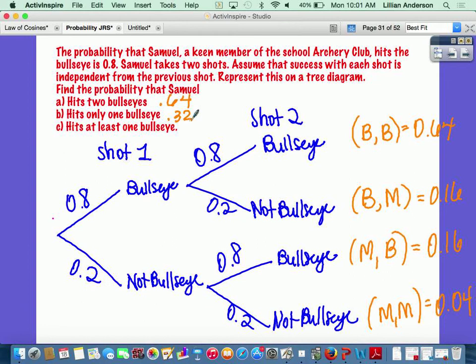And the last one, what's the probability that he hits at least 1 bullseye? 0.96. Very good, because he hits at least 1 means that he can hit on just 1 or both. So you would add up all those probabilities together.